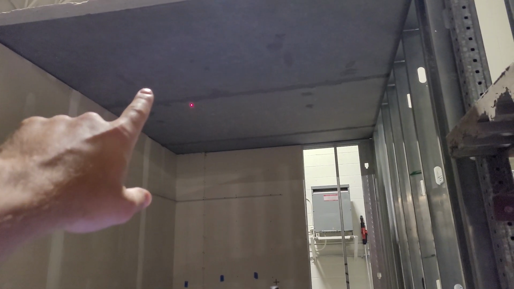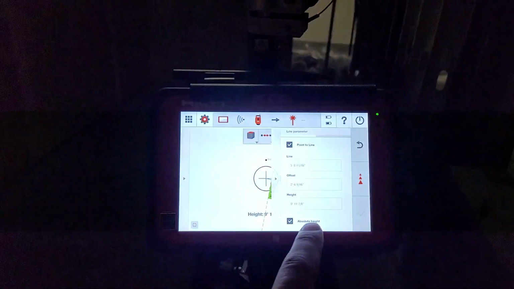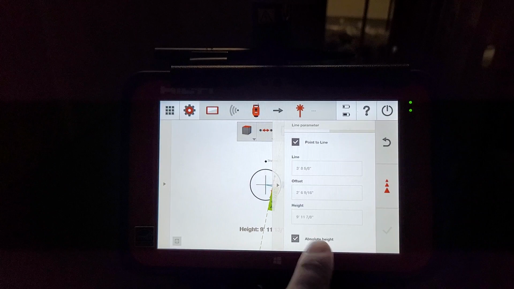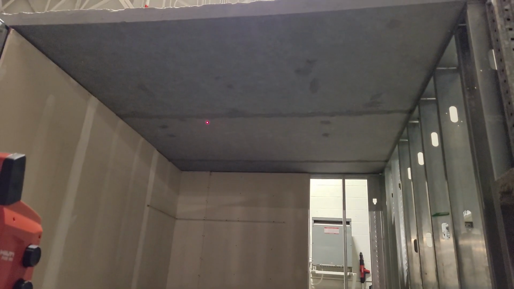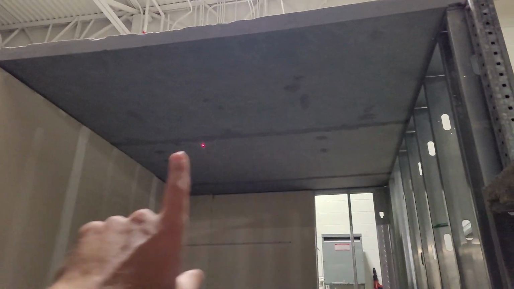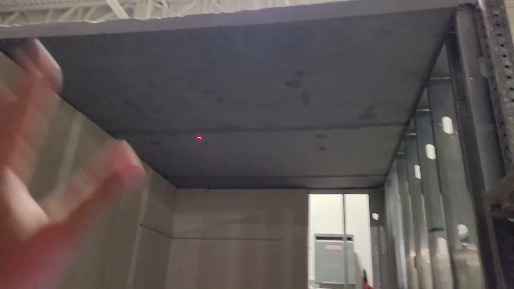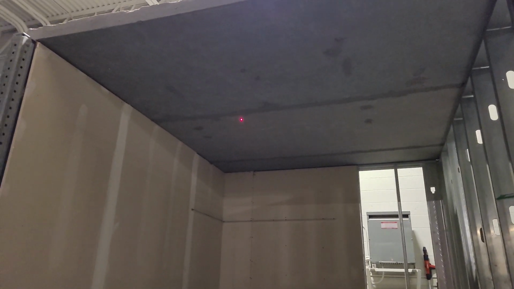All right, lastly, we need to check our heights. Right now we have our ceiling points up there, and you can see that these points are coming in about 9 feet 11 7/8, almost 10 feet above our ground, which is what it was spec'd at. Now let's check to see if this ceiling is plumb all the way down. Right now that location is 9 feet 11 7/8.